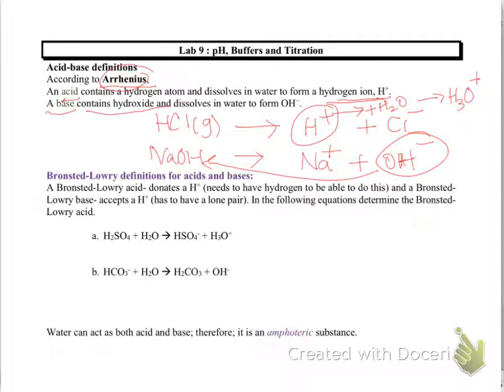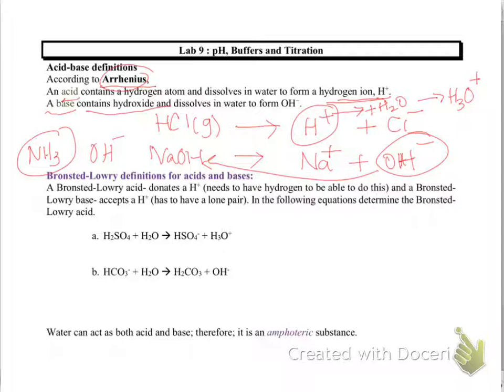Another thing is there are so many acids and bases that we cannot call them acids or bases based on Arrhenius' definition. For example, NH3, ammonia, is a base. But if you look at this, there is no OH. It cannot donate OH negative. So I cannot explain ammonia as a base based on Arrhenius' definition.